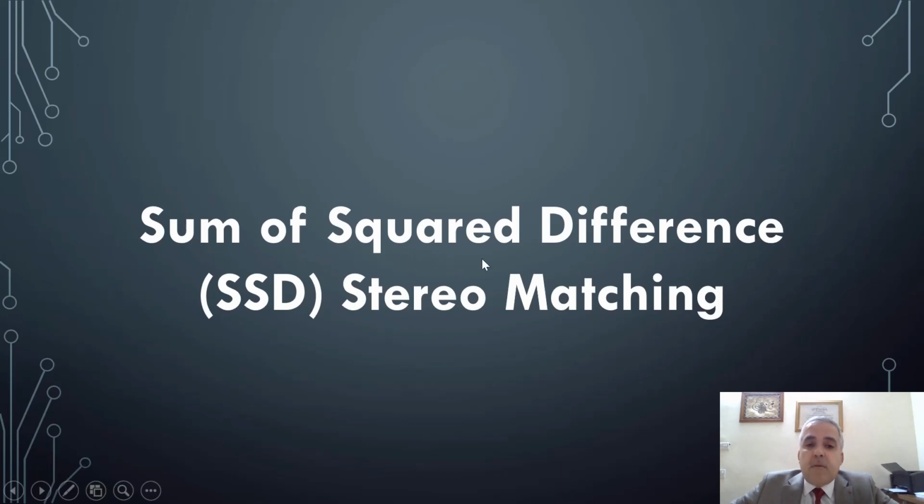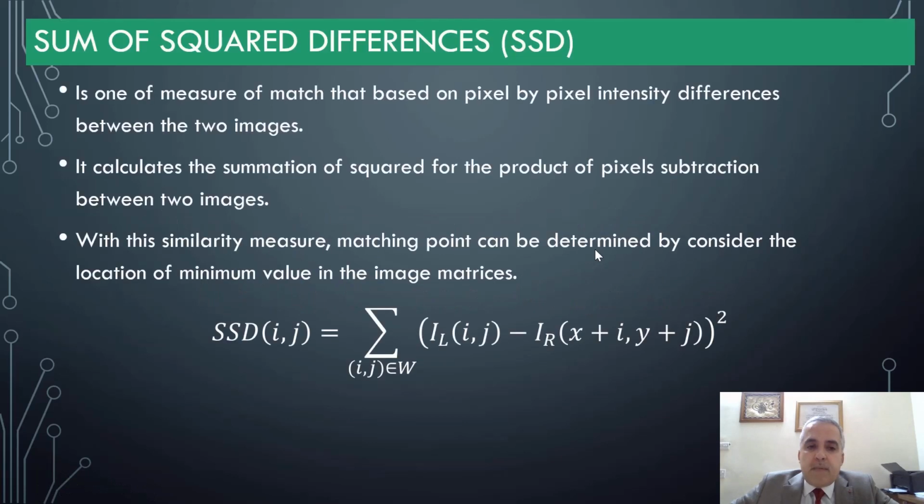The third one is sum of square difference. The absolute difference will be squared. It is one of the measures of match that is based on a pixel by pixel intensity difference between two images. It calculates the summation of the squares of the pixel subtraction between two images. As you can see here, we will subtract, sum the squares, and then aggregate them.